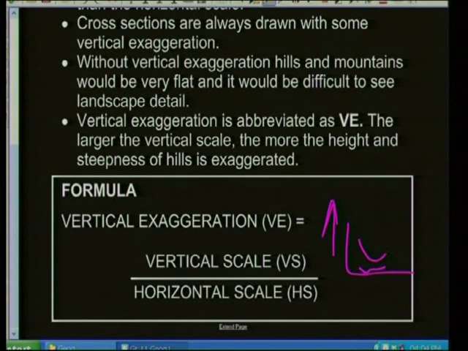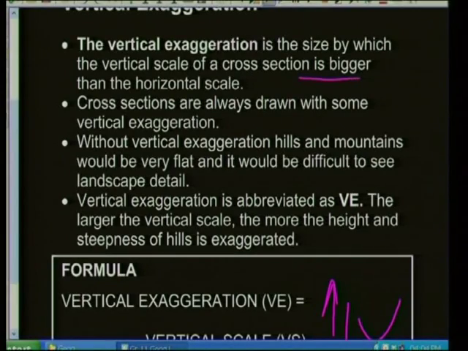So now how does it look? It ended up looking like that. You understand? So exaggerating something gives us a clearer picture about the landscape itself. All right, there we have it here. It says, it gives us a vertical scale bigger than the horizontal scale. A cross-section always drawn without vertical exaggeration, hills and mountains will be very flat, and it will be difficult to see the landscape in detail. Okay, that is your important thing, to exaggerate. Everything in map work has a purpose.